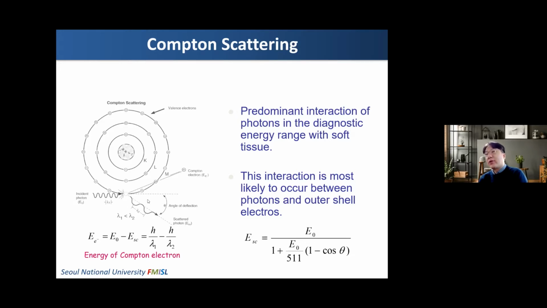I mean that the scattered photon has lower energy than the incident photon, because this photon lost its energy during the interaction. Where did the energy go? This energy was used to emit this Compton electron from the electron orbit, as you can see here. Some part of the energy of the incident photon was used to expel this Compton electron from the orbit. So this makes sense. Some energy was used here, and this scattered photon has the remaining energy, right? That is why this scattered photon has lower energy than the incident photon.